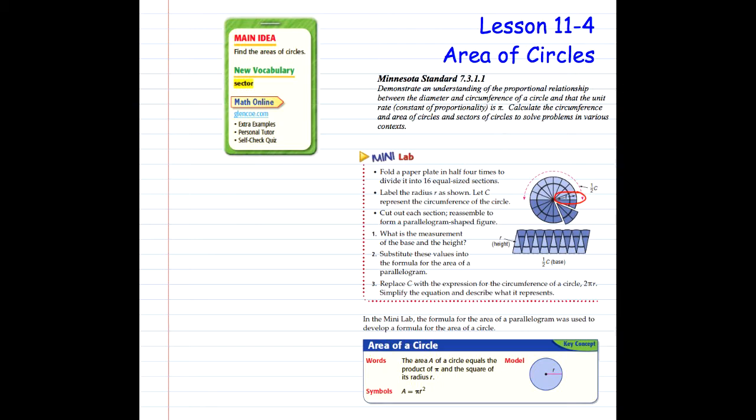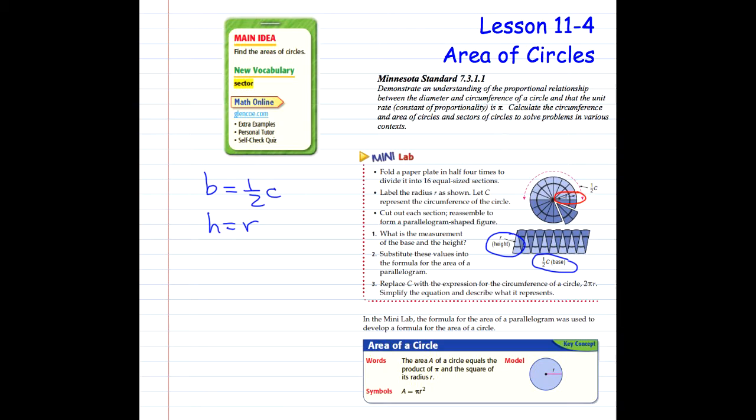Cut out each section, reassemble to form a parallelogram-shaped figure. What is the measurement of the base and the height? Here's the base. Base equals half the circumference. The height equals the radius.